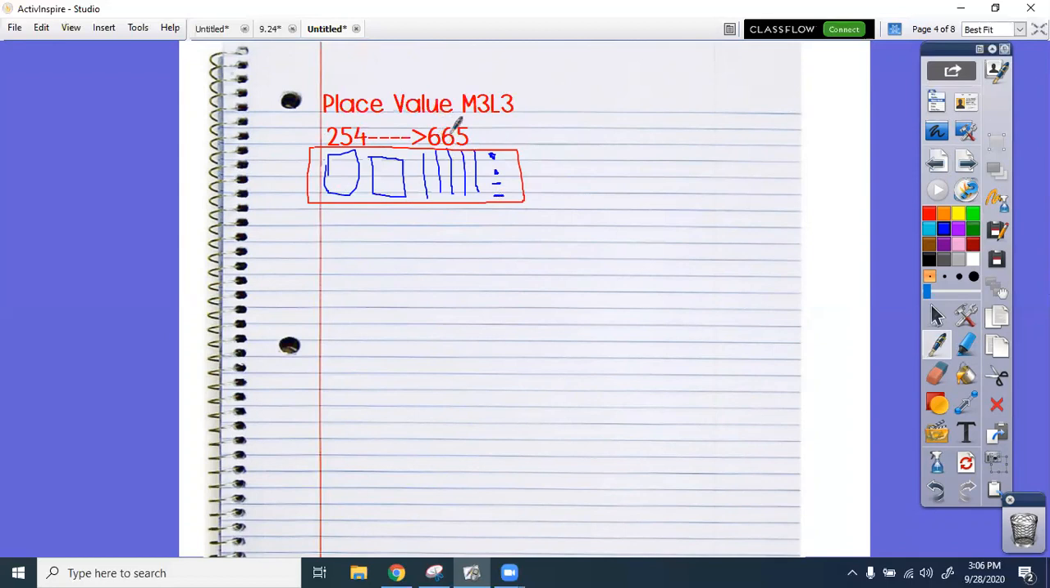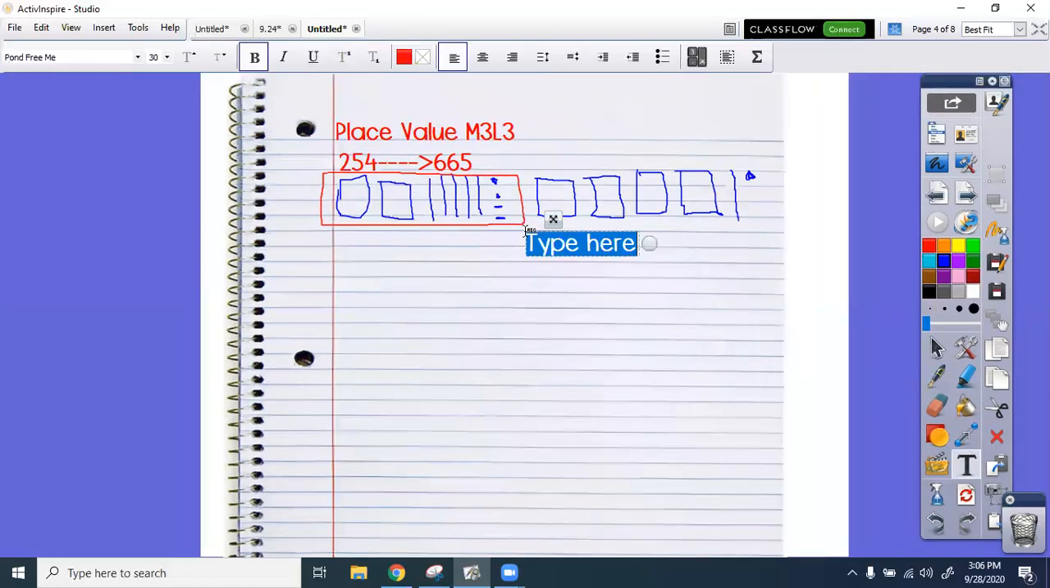Now, I've got to get to 665. Well, I'm at 200, so let's see. 254, 354, 454, 554, 654, 664, 665. I used ones, tens, and hundreds to find my answer. It needed all three.